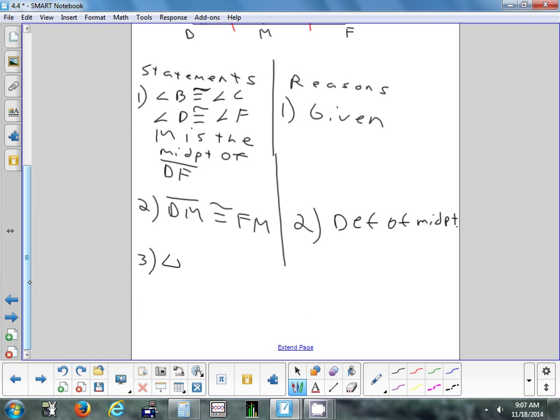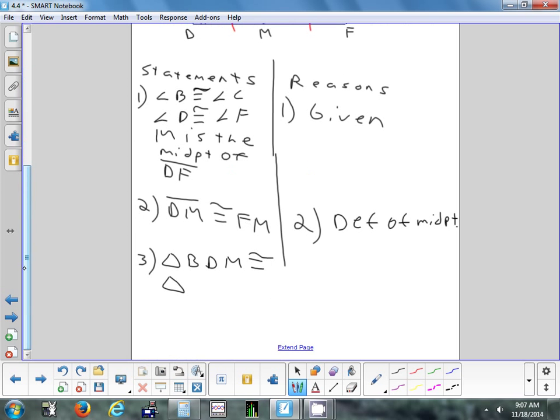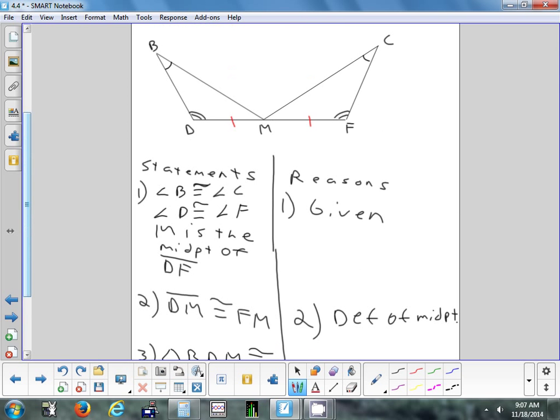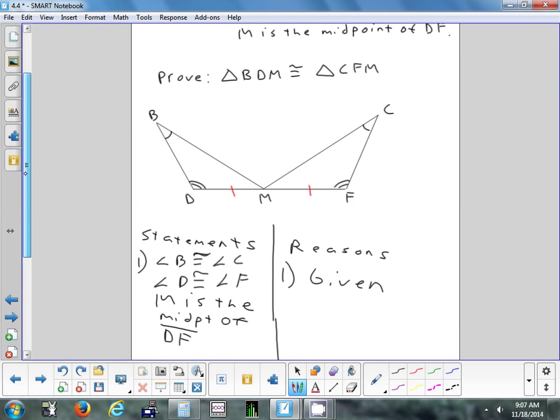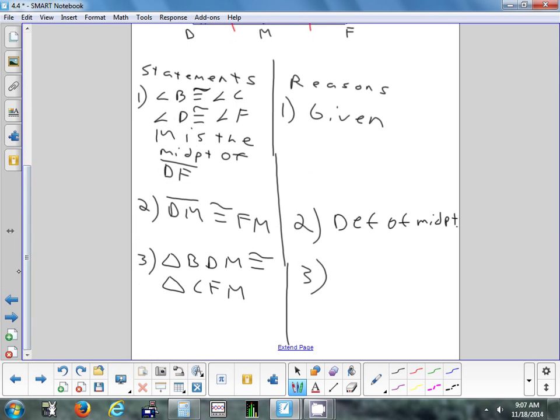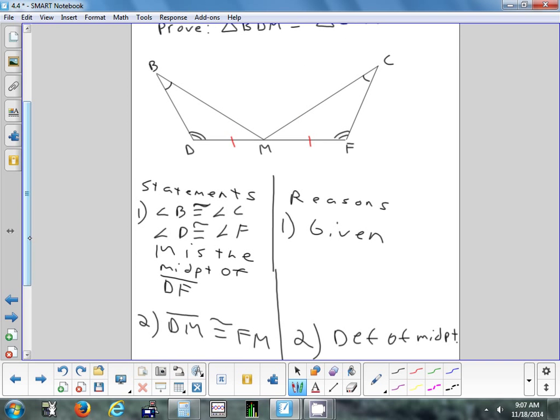Triangle BDM is congruent to triangle CFM. Just stick with the same order they gave you up above. And the reason? Angle, angle, side. Okay. So again, sometimes more than one way to prove it, but try to stick with the simplest way, the shortest way. That's usually what we're looking for.